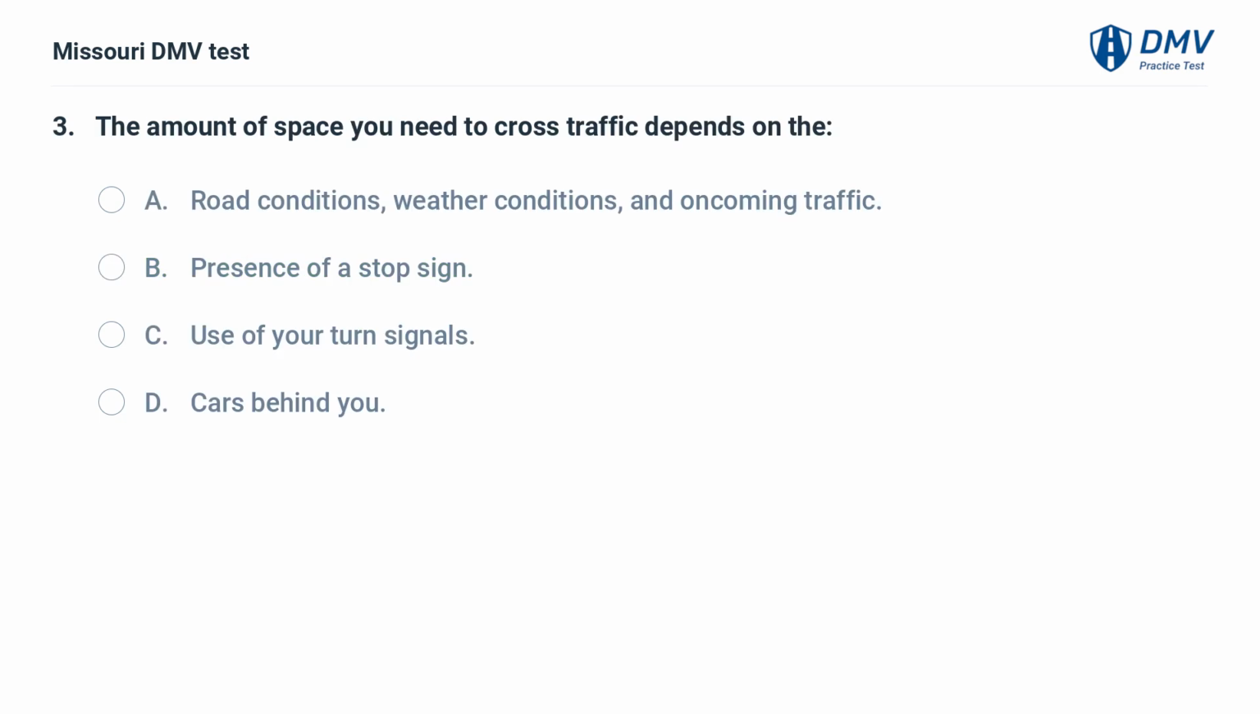The amount of space you need to cross traffic depends on the A. Road conditions, weather conditions, and oncoming traffic. B. Presence of a stop sign. C. Use of your turn signals. D. Cars behind you.